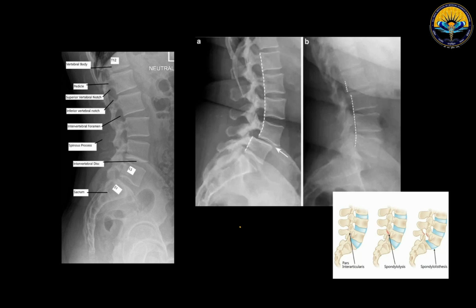So look over here, here we have the S1, that is the sacral bone, right? This is the L5, and above it are L4, L3, L2 and L1, and just above L1 there is T12, right? So this is the vertebral body. Here we have the pedicle, right? And this is the superior vertebral notch, while just below it is the inferior vertebral notch. And here we have the intervertebral foramen, right? This is the spinous process, and this one is the intervertebral disc, right?